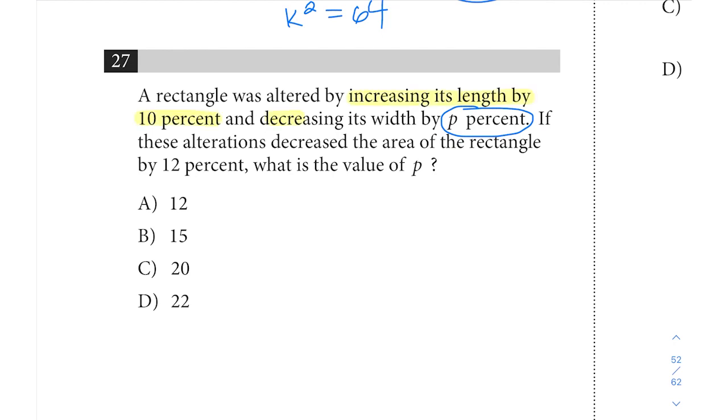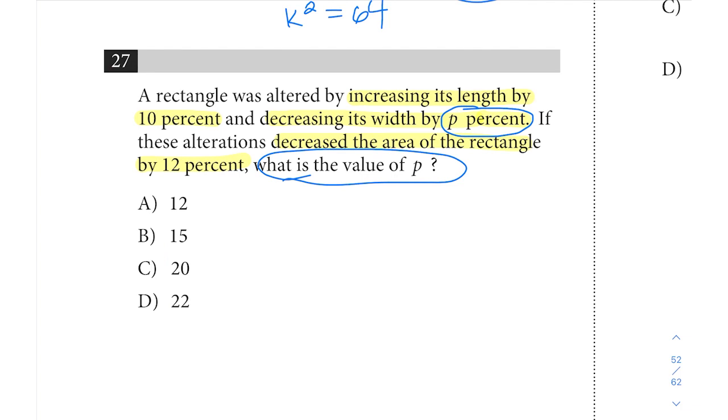If these alterations decrease the area of the rectangle by 12%, okay, so now we have a second piece of information. Increasing length by 10, decreasing width by p, and then they're telling us the impact on the area. Decrease the area by 12. What is the value of p?